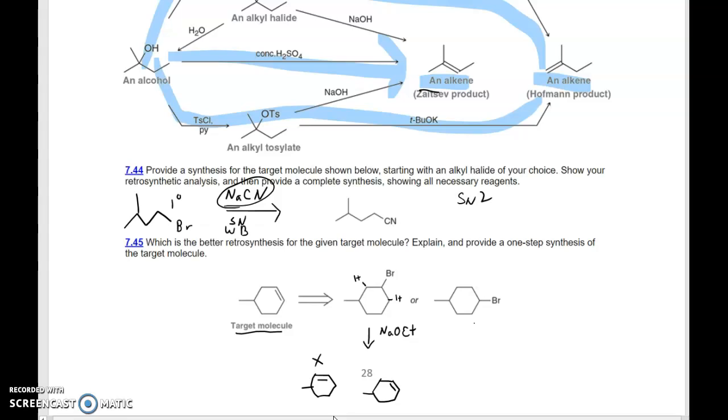If, however, we start with the second compound and provide a reagent for elimination, we'll get only one product, which is the product that we want. There's hydrogen here, of course, and a hydrogen here, but the molecule is symmetric, so we only get one product. So this is the one you want to use.